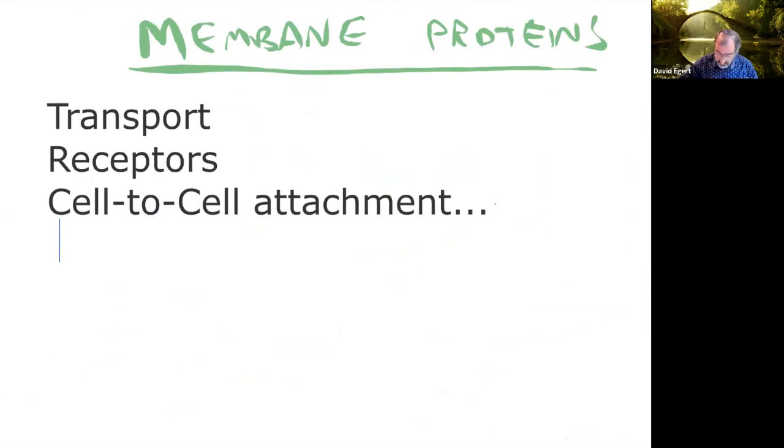All right, so we did cell-to-cell attachment. What other things could we have? Membrane proteins, what do they do for you, for your cells?